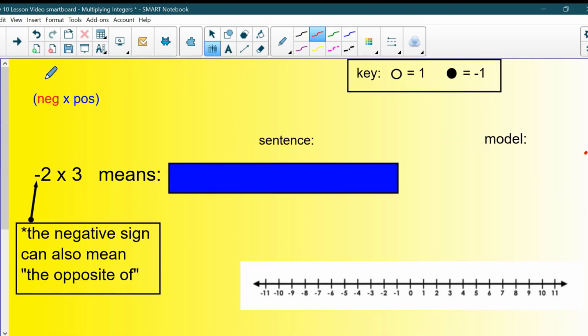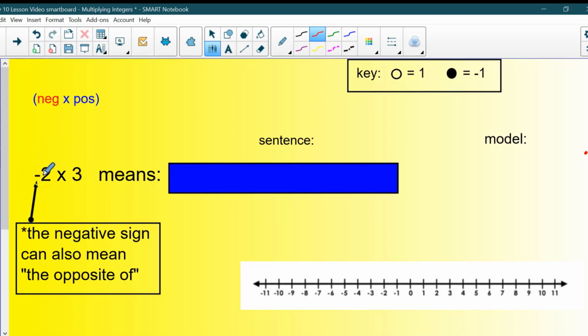All right. So we just did a positive times a negative, but what if we switch that around and we have a negative times a positive? Well, if we did the same thing and said, well, -2 groups of 3. Well, -2 groups, that just doesn't make sense, does it?